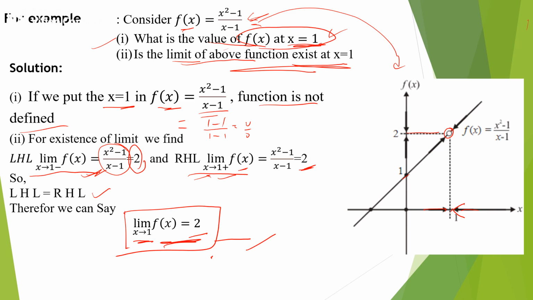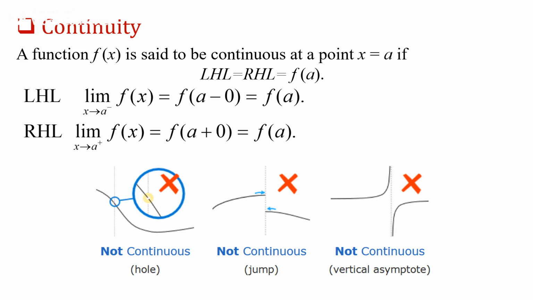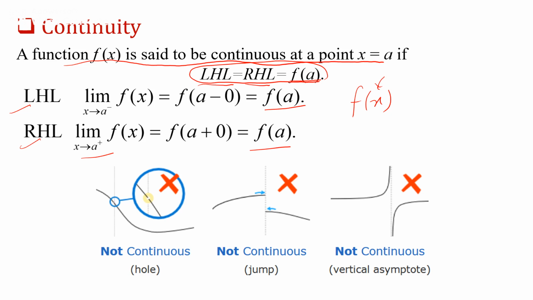So hope you understand the concept of the value of the function at a point and the limit of a function at a point. Continuity. A function f(x) is said to be continuous at a point x = a if the left hand limit, the right hand limit, and the value of the function at that point are all equal. That means the left hand limit gives f(a), the right hand limit gives f(a), and the value of the function when we replace x with a gives f(a). If the left hand limit, right hand limit, and the value of the function at the point are all equal, then we can say a function f(x) is continuous at that particular point a.